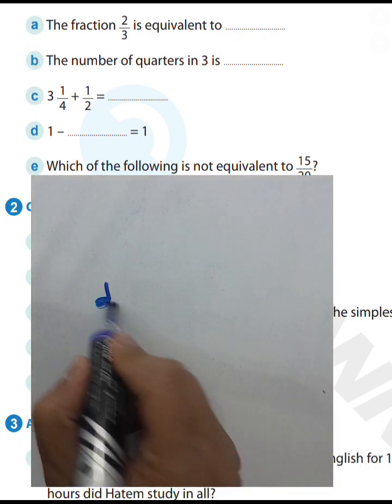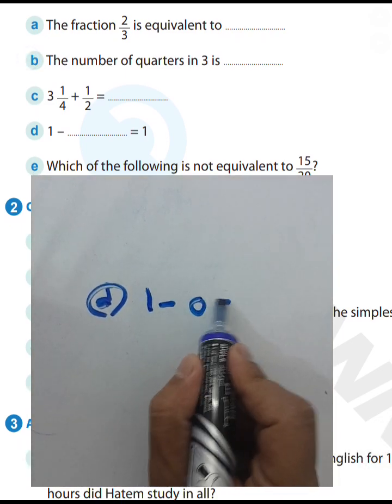Letter D. 1 subtract 1 equals. Write 0 in the space.